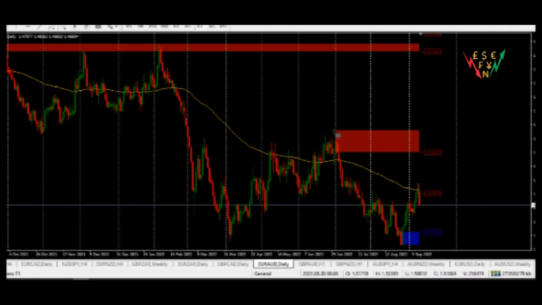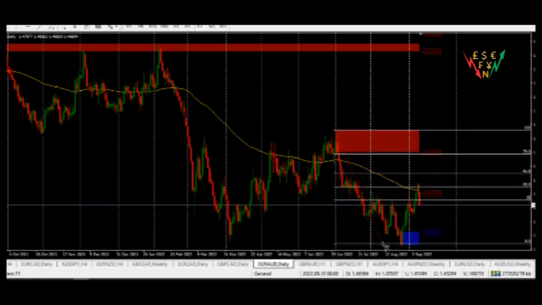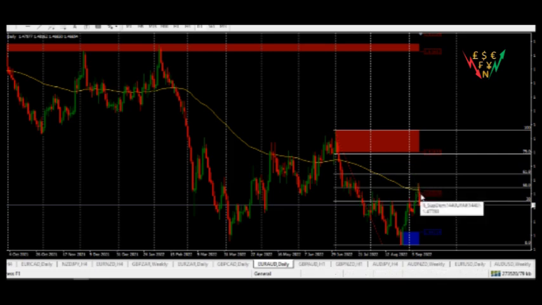So from this supply zone, guys, you can see the origin of price, the massive drop, breaking this structure and also breaking this particular support level. If we use our Fibonacci tool from this point to this point, exactly at the 50 fib level, which is a significant level, you can see the price rejecting around here.